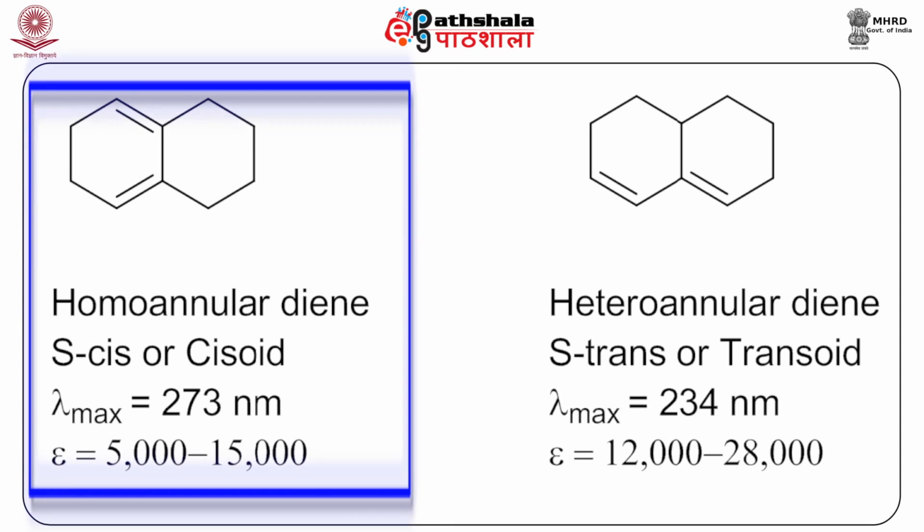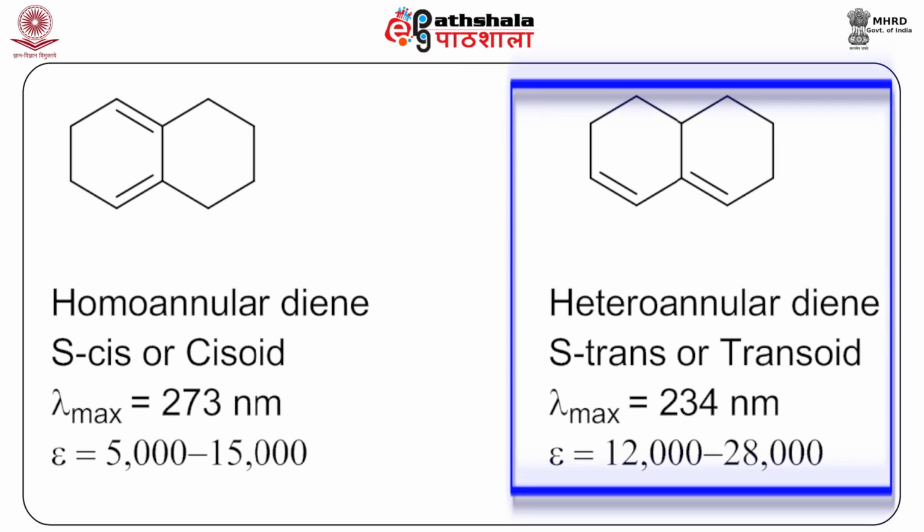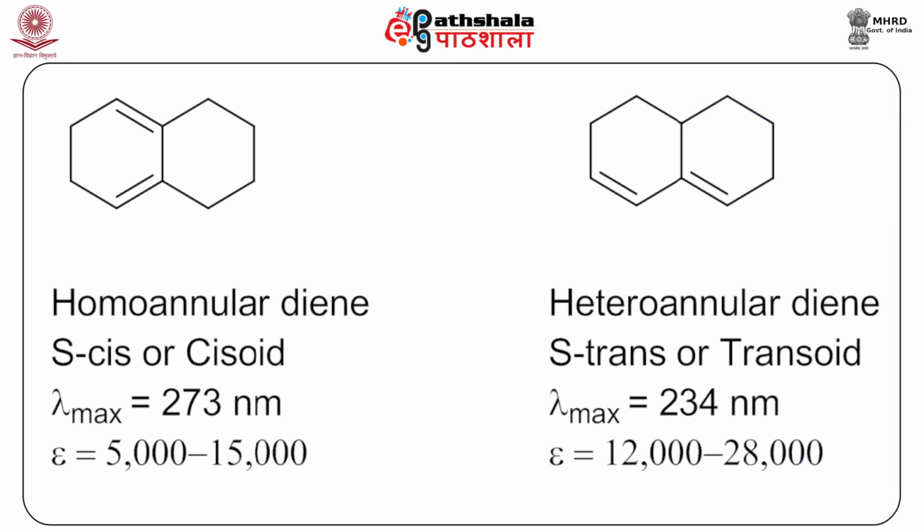The s-cis configuration causes strain which raises the energy of the ground state, while the energy of the excited state is relatively unchanged. Thus, the transition energy is lowered, resulting in absorption at longer wavelengths. Coming on to the second type of cyclic dienes, that is heteroannular dienes. The conjugated double bonds present in heteroannular dienes are in different rings, and thus they have s-trans configuration.